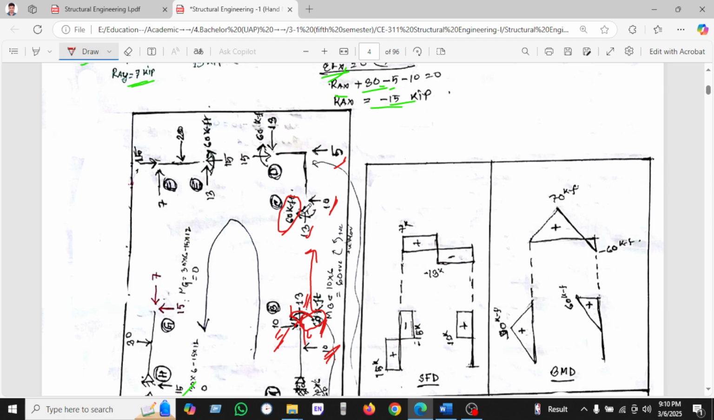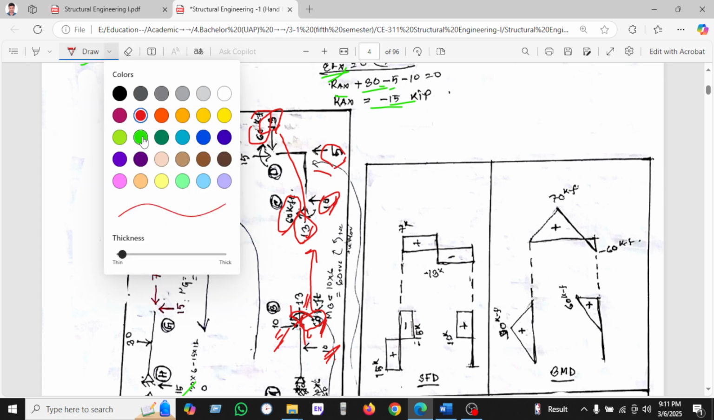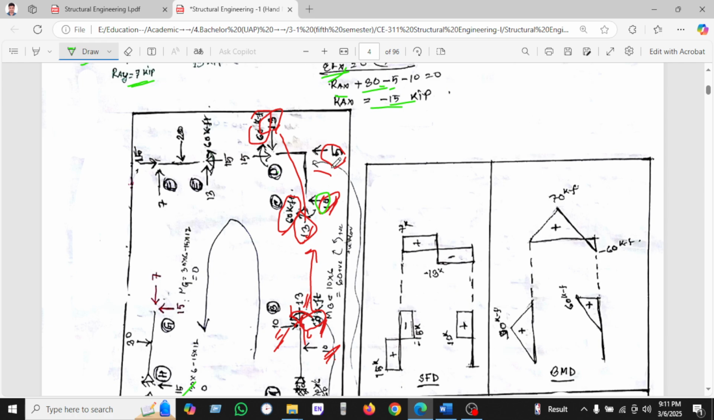Okay, so now we have seen that the 30 is given here, that's why the counter for 30 is also given there. And the 60 kip-feet moment goes there, that's why the moment is also there. As we have seen here, the 5 kip is going in the x negative direction, and the 10 is also going in the x negative direction. That's why we add the two values, 5 and 10, and the counter will be 15.